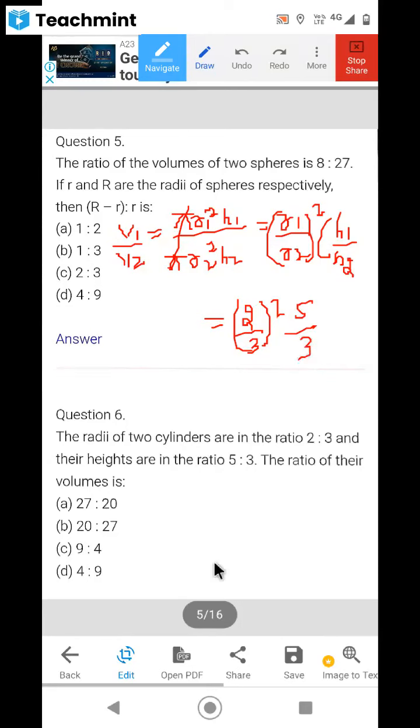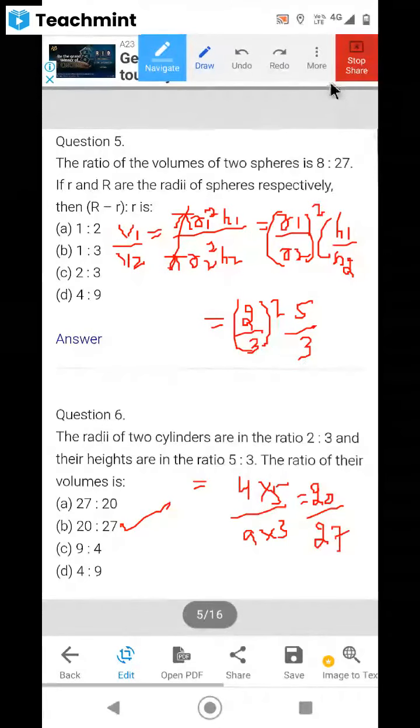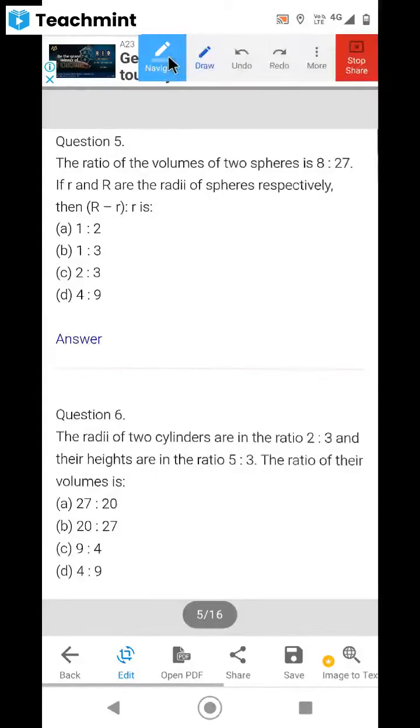Yes or no? I hope everybody is understanding it. Now it becomes 2 square is 4, 4 into 5 divided by 3 square is 9, 9 into 3, that becomes 20 divided by 27. So that's why 20 is to 27. Is it clear? Yes, sir. Okay, fine. So let me move on to next question.